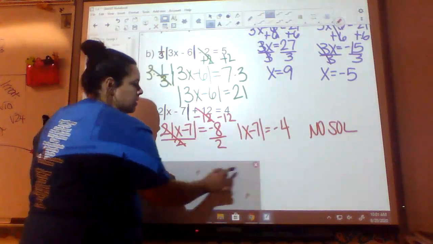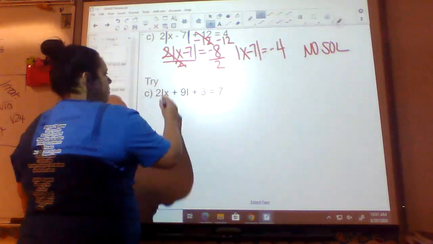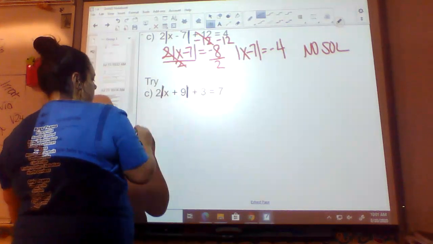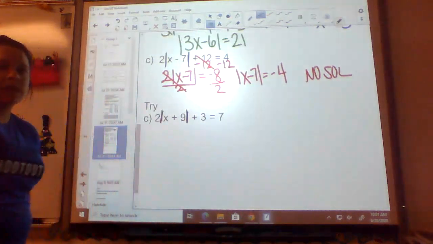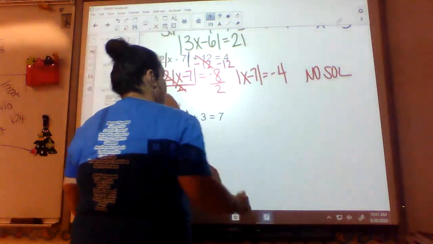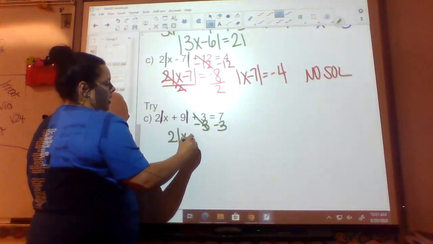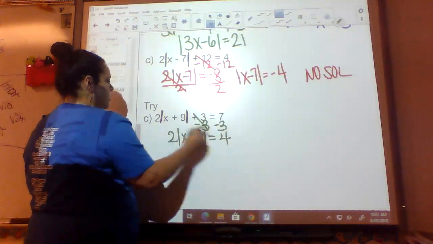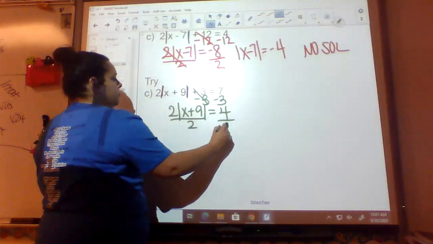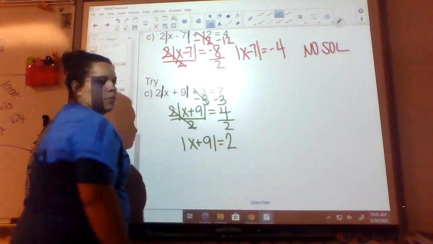All right, try this one. Darken in my absolute values there for you. All right, pause me and go for it. All right, so you should have subtracted the 3 first. So that's 2 times the absolute value of x plus 9 equals 4. Divide by 2. So that's the absolute value of x plus 9 equals 2.